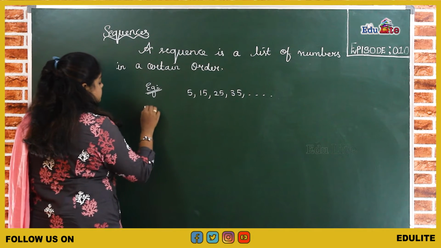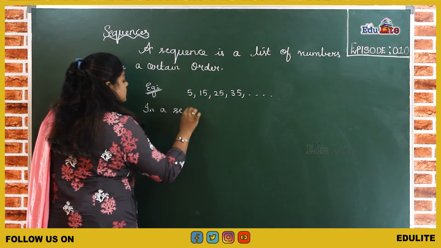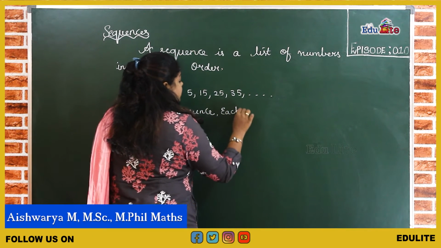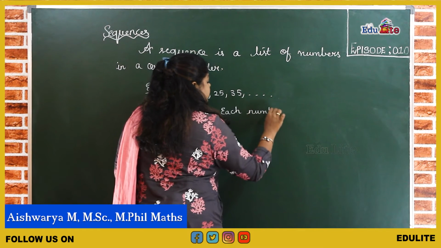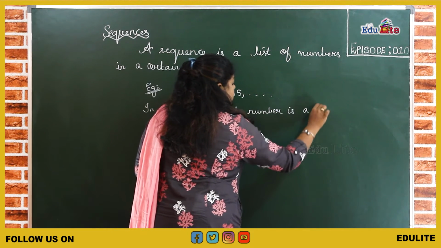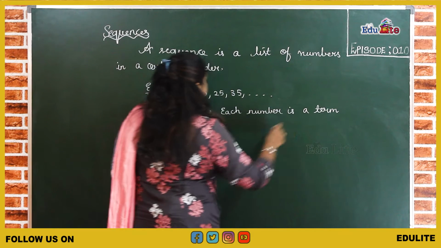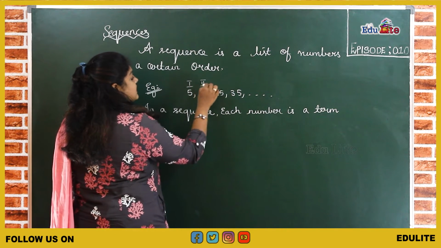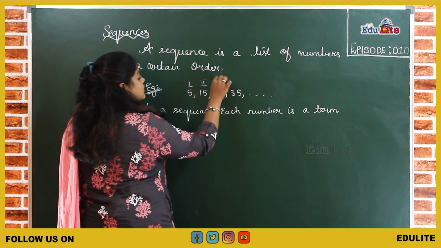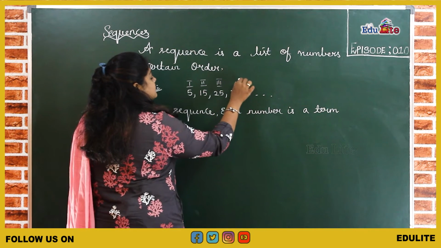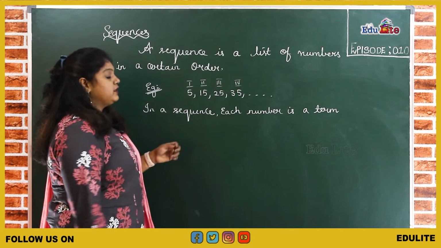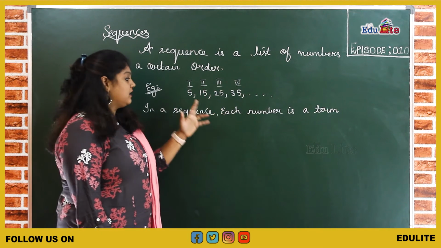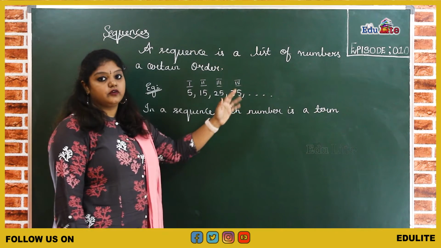In a sequence, each number is a term. What it means is, this is called the first term in the sequence, this is called the second term, this is called the third term, and this is called the fourth term in the sequence. So, in a sequence, every number has its own position. First term, second term, third term, fourth term, etc.